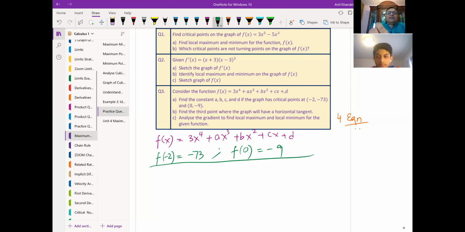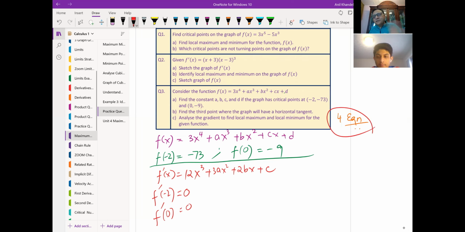And the other 2 are from the derivative, right? So let's write down the derivative now. The derivative will be 12x cubed plus 3ax squared plus 2bx plus c. Now in the derivative also we know the derivative at -2 is 0, and at 0 also it is 0, correct? So you have 4 equations. Since you have 4 equations, you can easily solve this question and get the values of A, B, C, D.